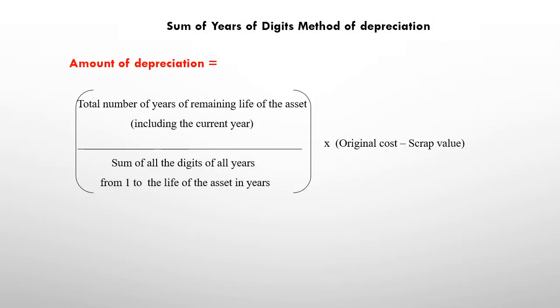Under this method, the amount of depreciation is found out by using this formula: total number of years of remaining life of the asset including the current year, divided by the sum of all the digits of all years from 1 to the life of the asset in years, multiplied by original cost minus scrap value.